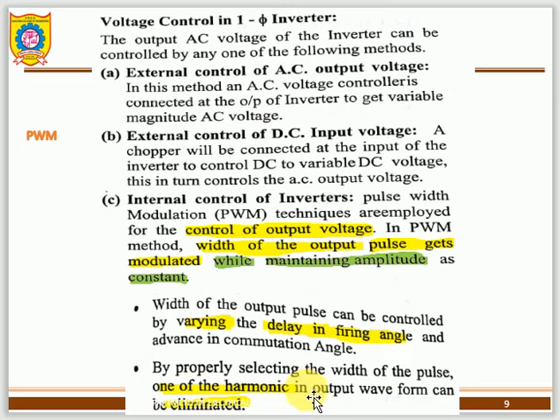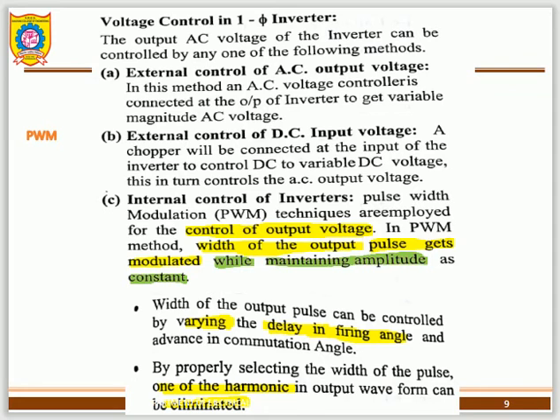By properly selecting the width of the pulse, one of the harmonics in the output waveform can be eliminated. When you go for inverters, harmonics play a major role. So you properly select the width of the pulse so you can eliminate the harmonics. What are harmonics? Unwanted disturbances. They create noise and can cause malfunction.